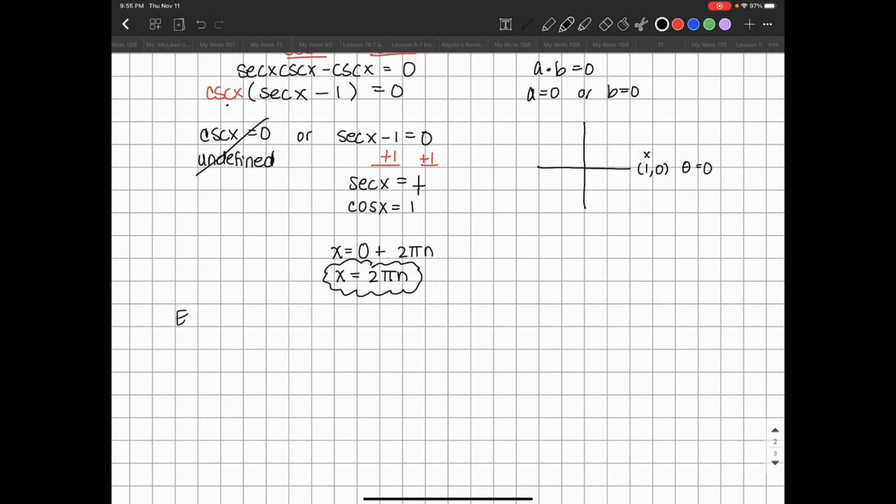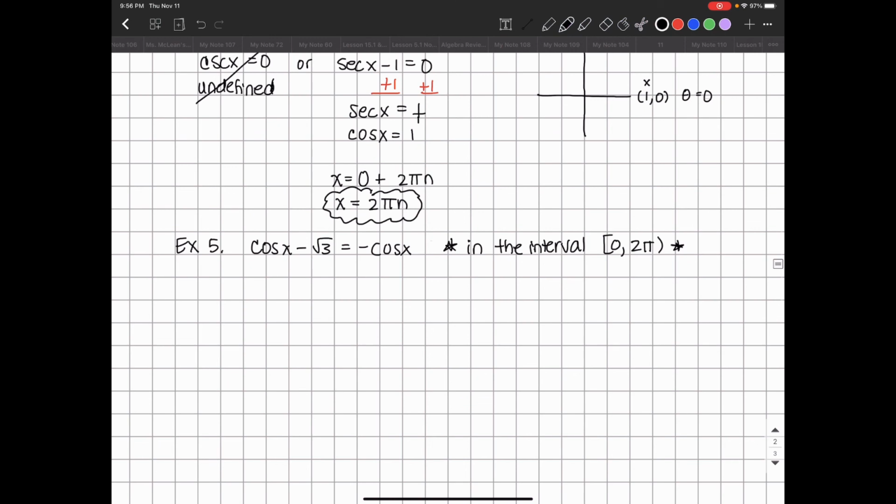For example 5, I have cosine of x minus the square root of 3 is equal to negative cosine of x. And I'm going to specify that my answer, so sometimes it'll specify that your answer needs to be in the interval, and it'll give you a range of values that the angles can be. So it might say 0 to 2 pi.